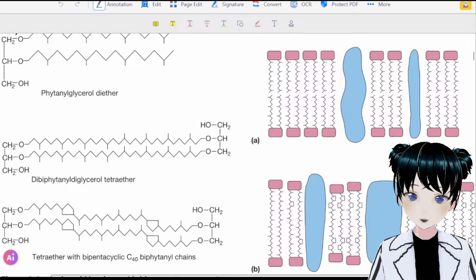The second important point in the archaeal membrane is they make branched chains. Do you see these branches coming out? They are only in the archaeal membrane. Bacteria don't have the branched chain. Even if they have chains, they are not branched.